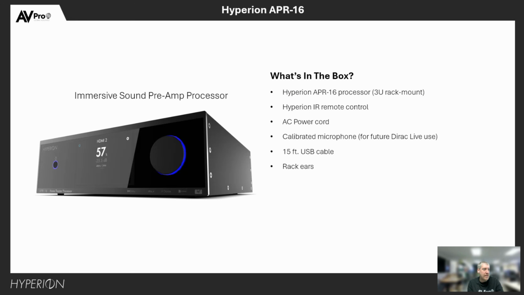So what's in the box? To quote, I can't remember the movie, Seven? Yeah. The Hyperion APR 16 processor is a 3RU rack mountable unit. We have the Hyperion IR remote control. I do intend to include pictures of all of this stuff, including the remote, so people can take a look at it. We just didn't have it yet. This will be on the 13th when we do it with the reps. We will make sure to add that information.